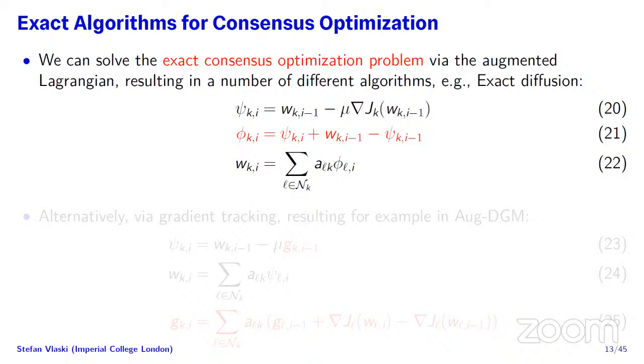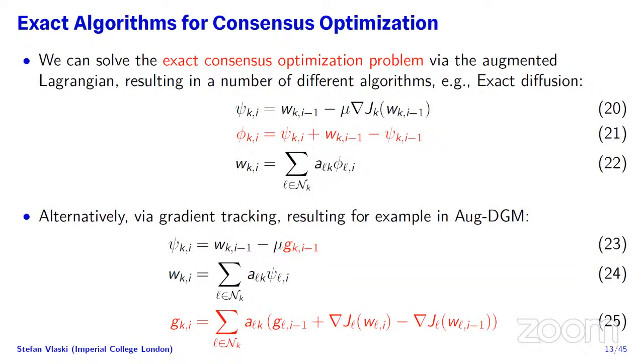An example of this is exact diffusion, where I've marked in red what is different compared to your, let's say, classical penalty-based algorithms. If you look at equation 20 and equation 22, this looks just like the diffusion algorithm. But in between you essentially have a correction step that removes the bias and ensures that you're solving the consensus problem exactly.